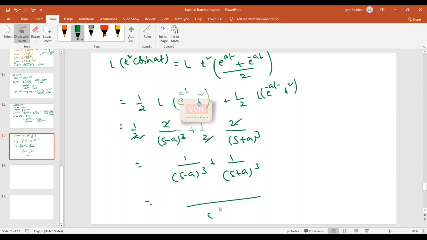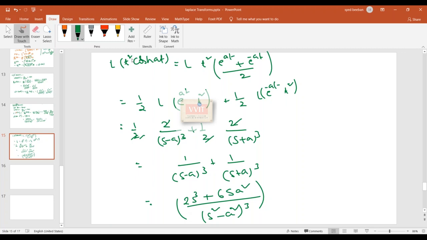or s square minus a square whole cube can be written in the denominator. In the numerator, s cube, so 2s cube. Second term gets cancelled because minus and plus. Third term again comes twice, plus 3 3 is 6 s a square. This would be our answer.